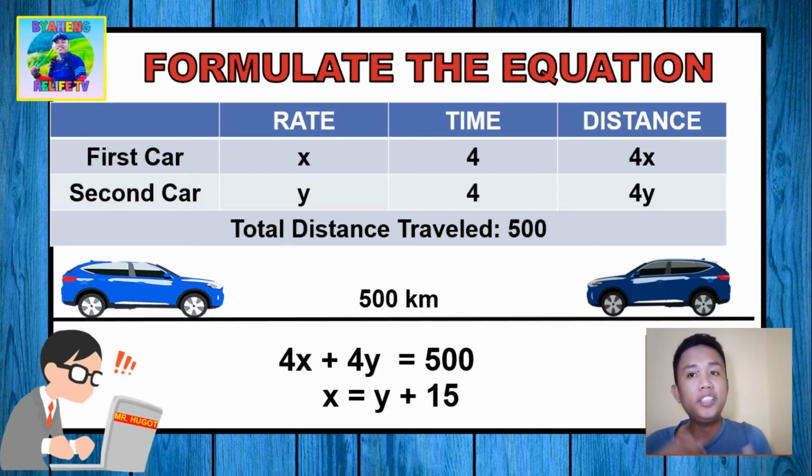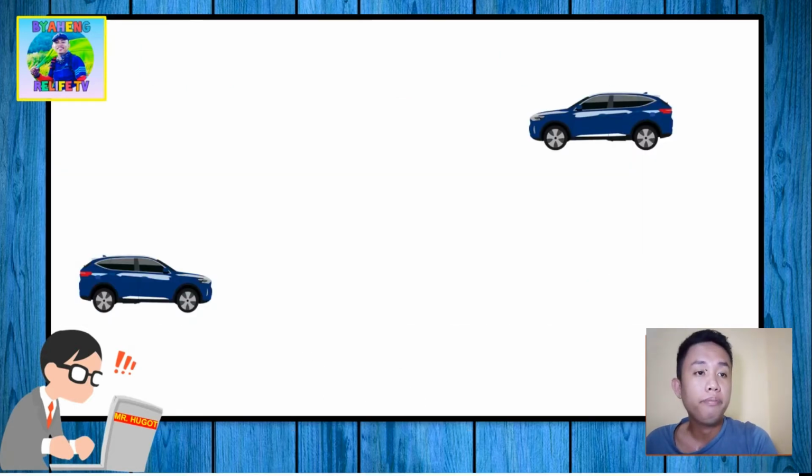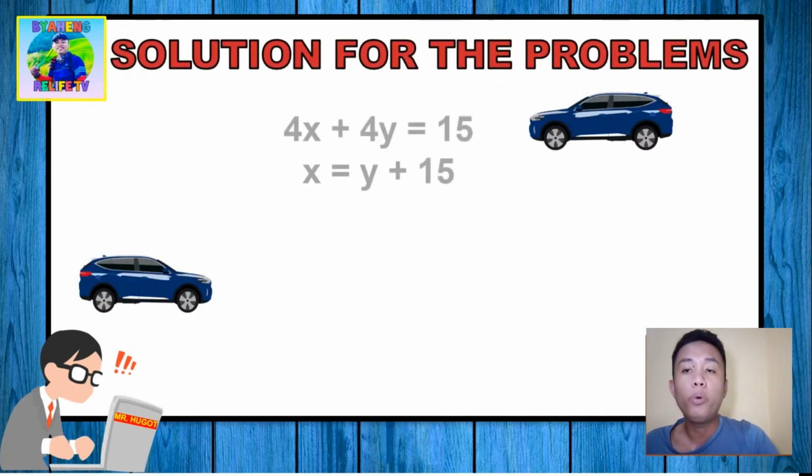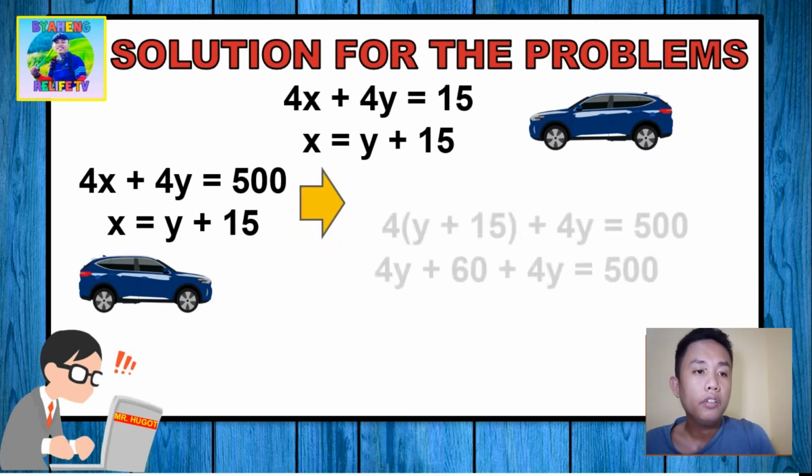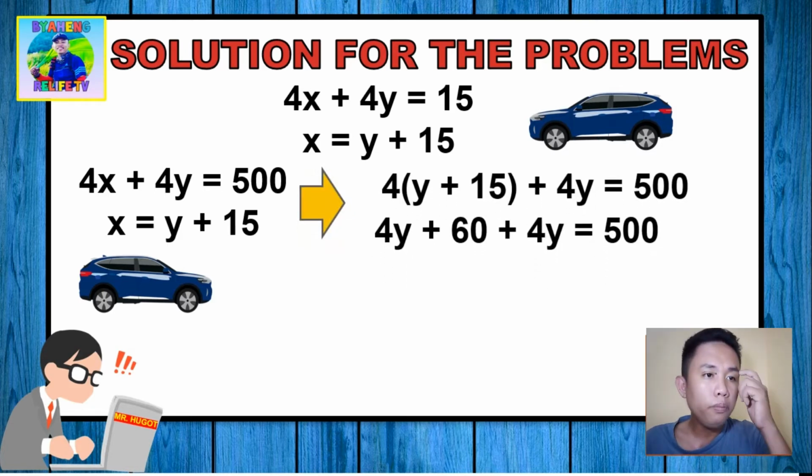So, syempre guys, we're done with formulating our equations. We proceed to our solution. So, solution to the problem, we have our equations. Ngayon, examine natin. Napapansin nyo guys, yung x dito sa 4x, naging y plus 15. So, anong processing ang ginamit ko? Ginamit ko ay substitution. Since ang x po dito ay iisa na, we have y plus 15.